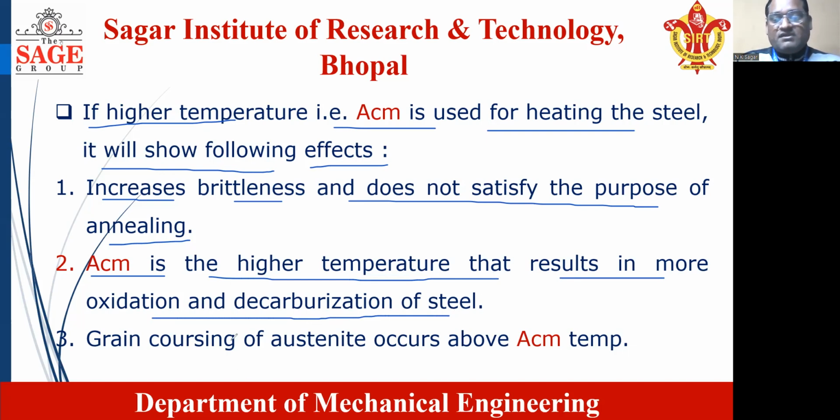This applies if the component or alloy is heated above the ACM temperature. Number three is grain coarsening. Grain coarsening of austenite occurs above the critical temperature ACM. So these are the effects if the ACM temperature is used for heating the steel.